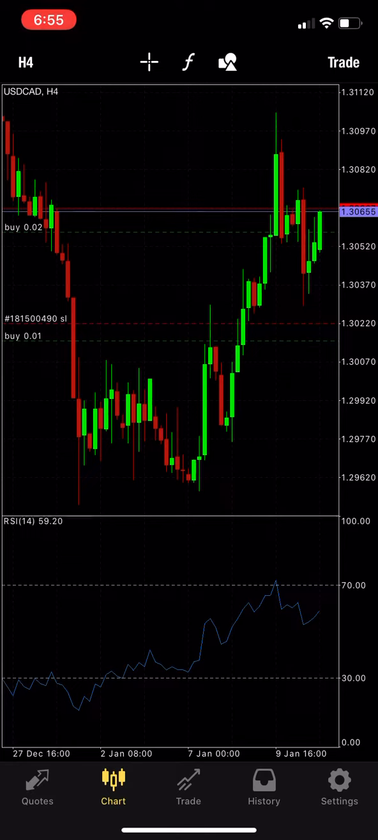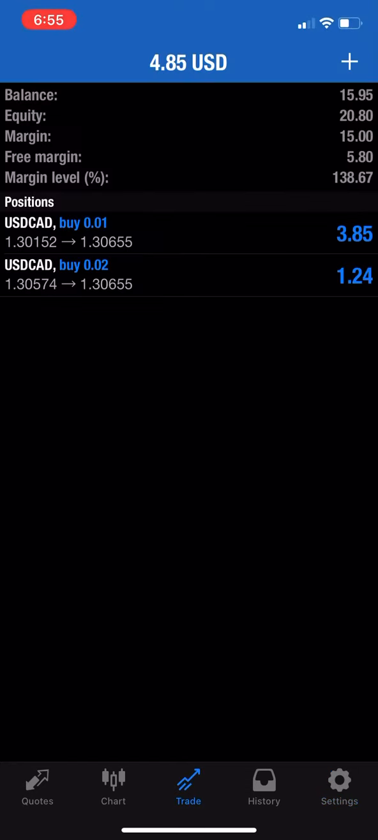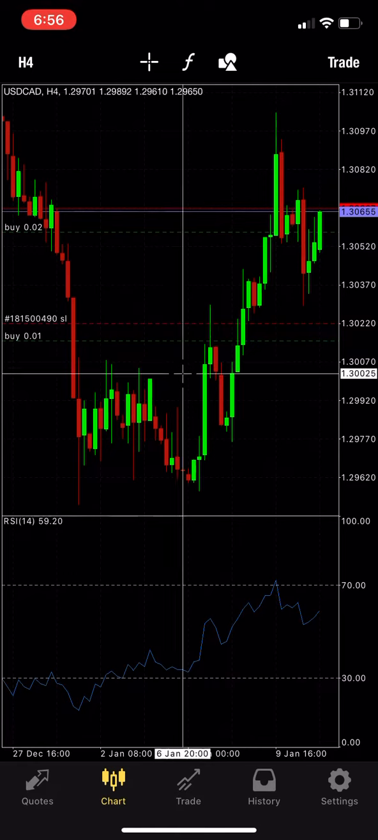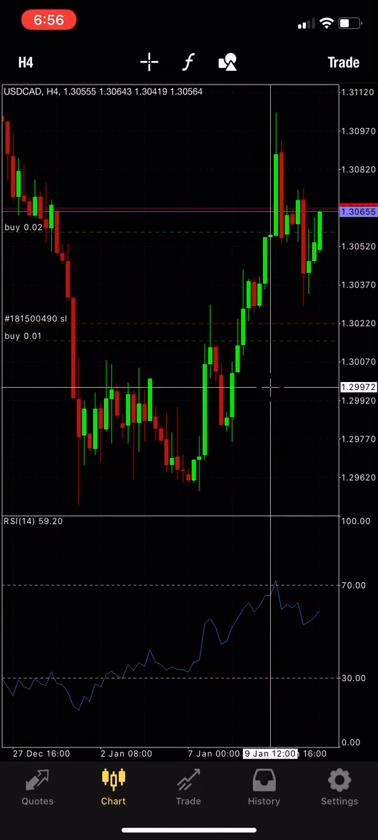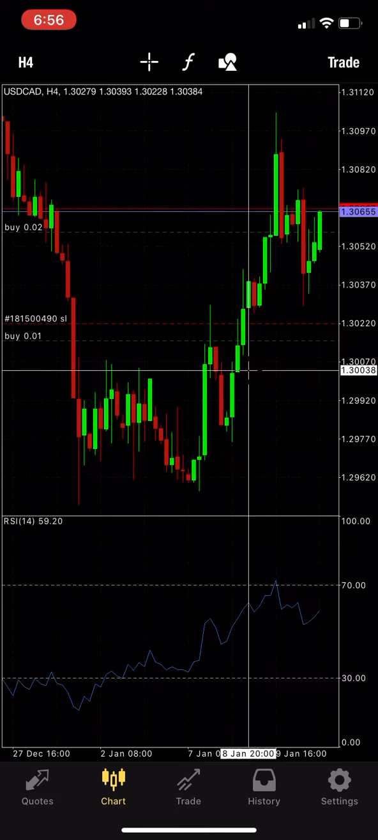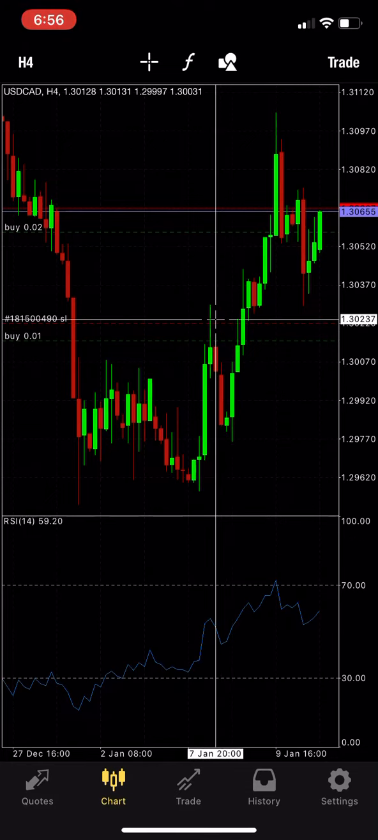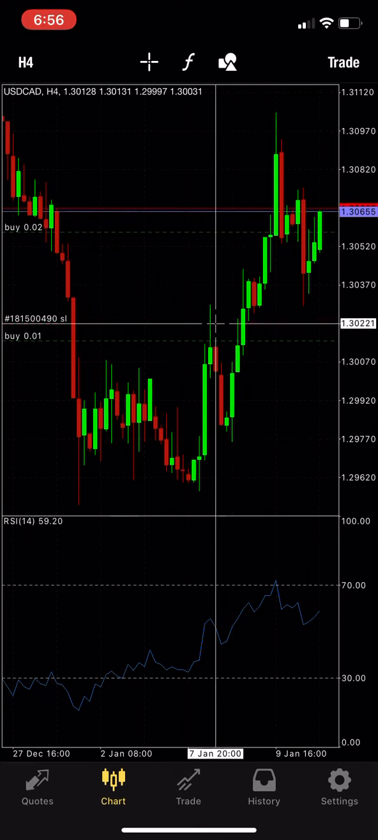Let me show you guys something. What I did right there was, as you guys can see, it's a real account. You see where my buy is, and then my stop loss. When I first opened it, my stop loss was under my buy, about 10 pips, very close. But when I saw the market going in my direction, I moved the stop loss to break even.